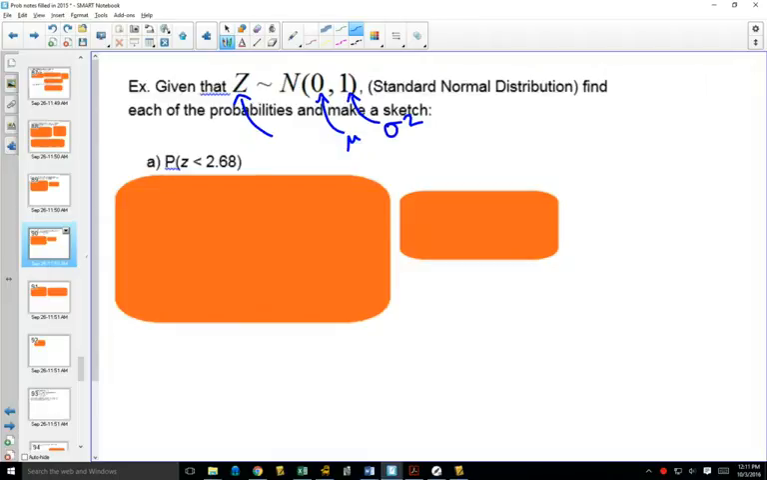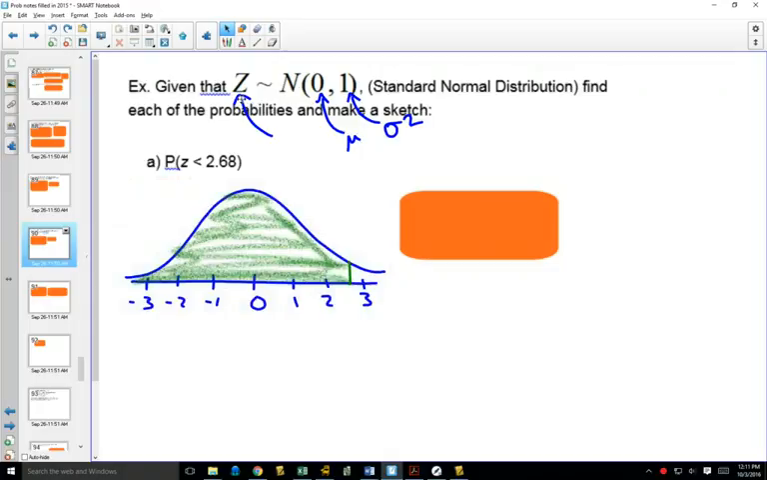And what they're looking for in this first one, it says, find the probability that your Z-score is less than 2.68. So as far as a picture goes, you could draw your bell curve like you would normally. You could label your mean. In this case, since it's a standard curve, your mean would be 0 and go up 3 standard deviations and down 3 standard deviations. And since your standard deviation is just 1, it just is 1, 2, 3, and -1, -2, and -3.